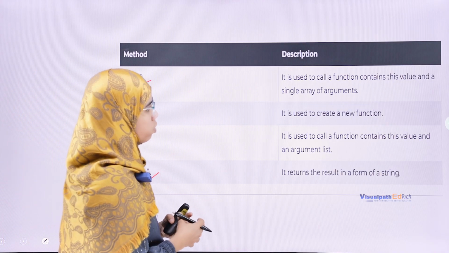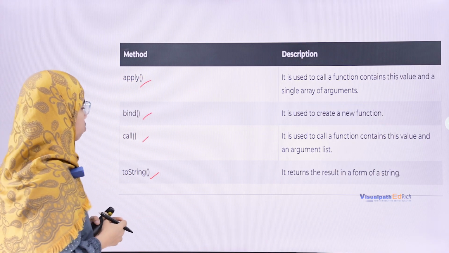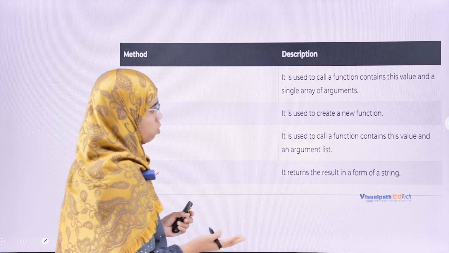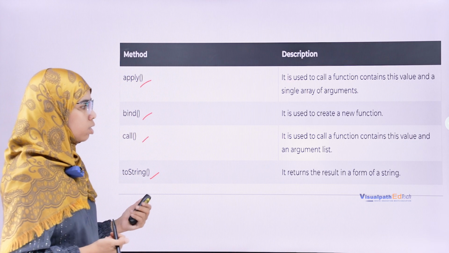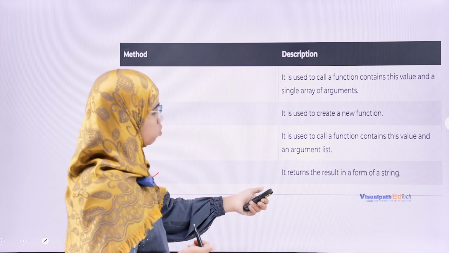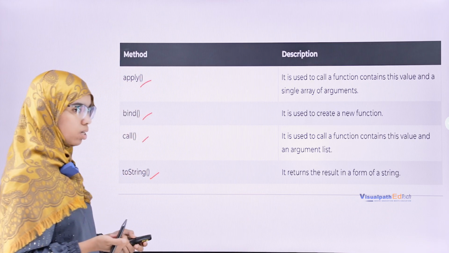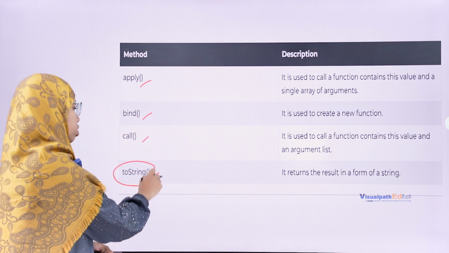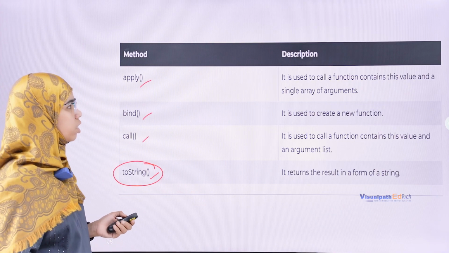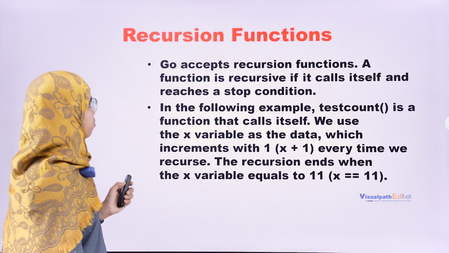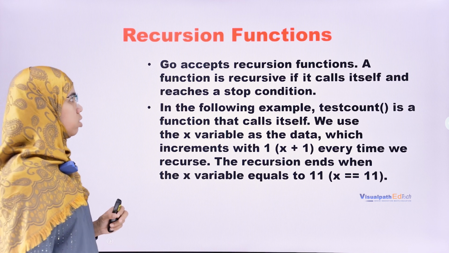Bind is going to create a new function as and when required. Call makes a function call to set the values and the argument list for it. toString is a method that is used to return the result in the form of a string. If you want to return a string value as an outcome, that time you will be using toString, converting the data into string format.